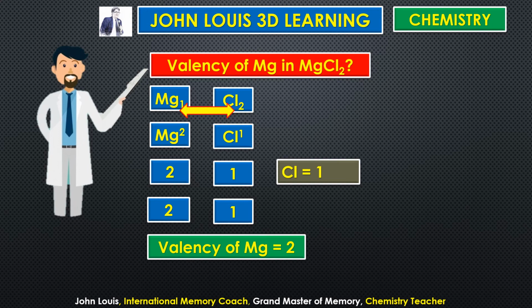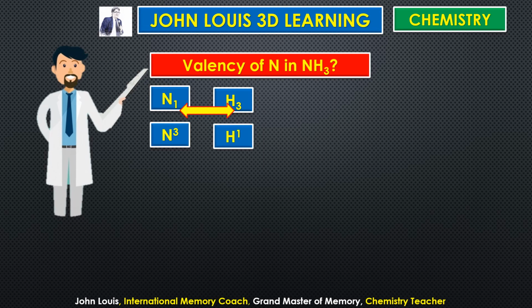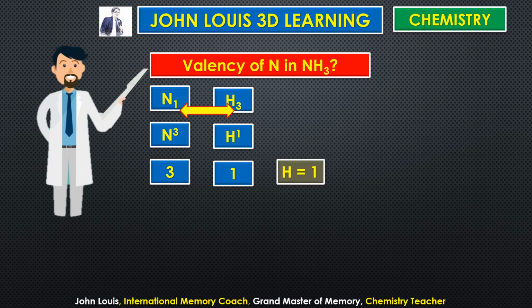Now let's go to the third question. What is the valency of nitrogen in ammonia? So N1H3. Interchange the subscripts and write them as superscripts. Therefore you will get N3H1. Write down only the numbers. Here the reference element is hydrogen, right? What is the valency of hydrogen? 1. How many hydrogens are there in that compound? Only 1. So it is equal to its valency.